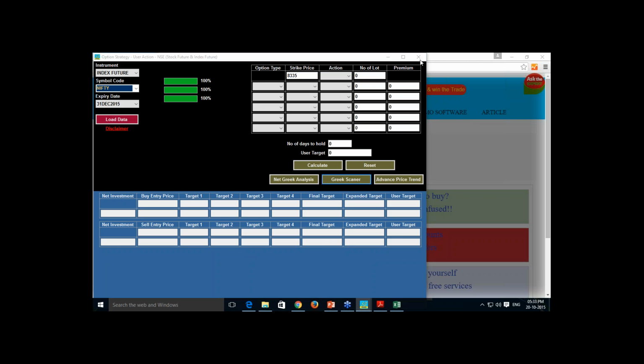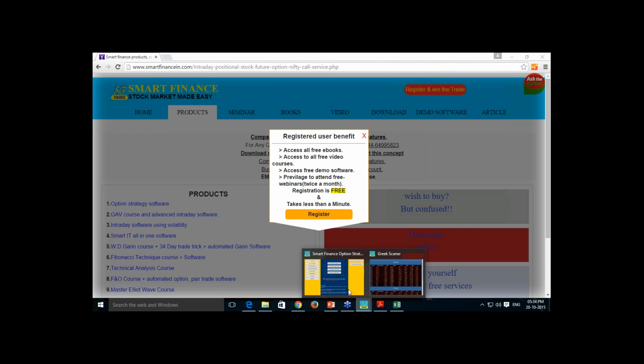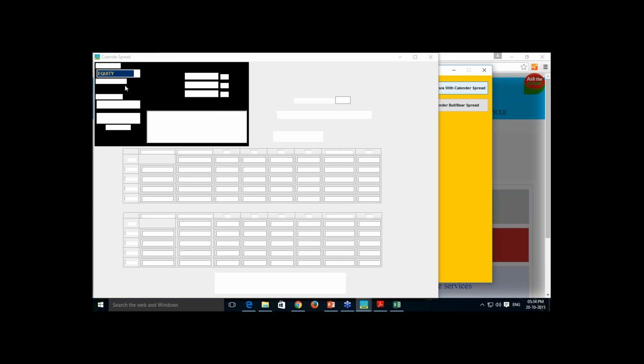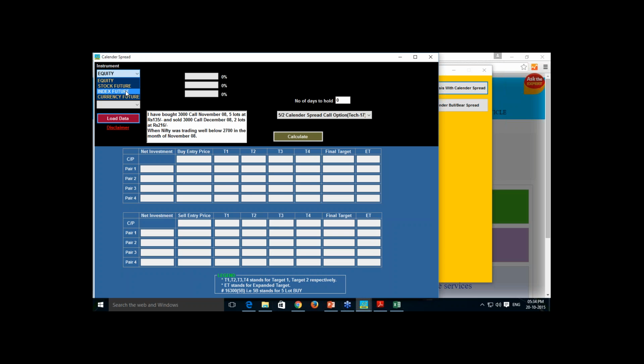Option strategy software: this has a trend indicator, a Greek scanner, and a net Greek analyzer. So any kind of high flex strategy you can do. We also have some inbuilt strategies like cross calendar, bull and bear spread with calendar spread, all these things. So this kind of strategy you are able to form.